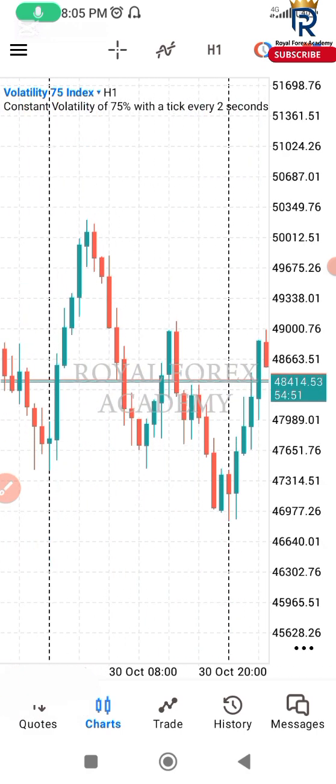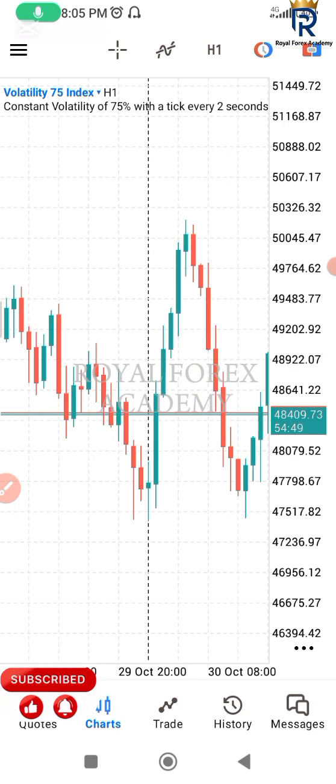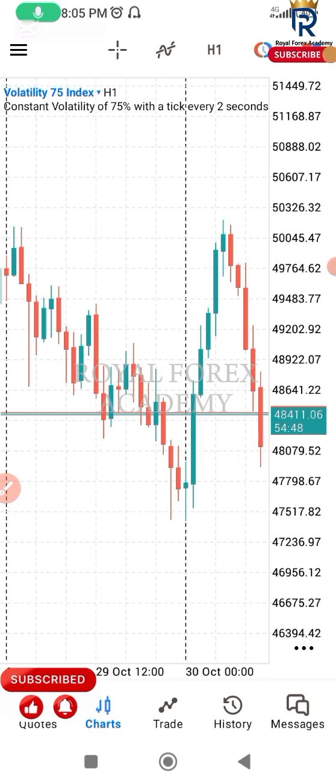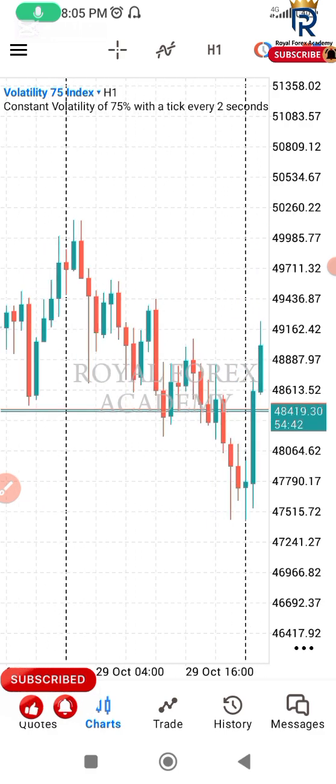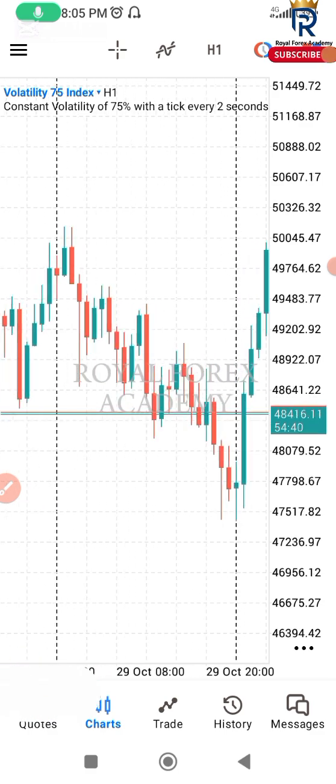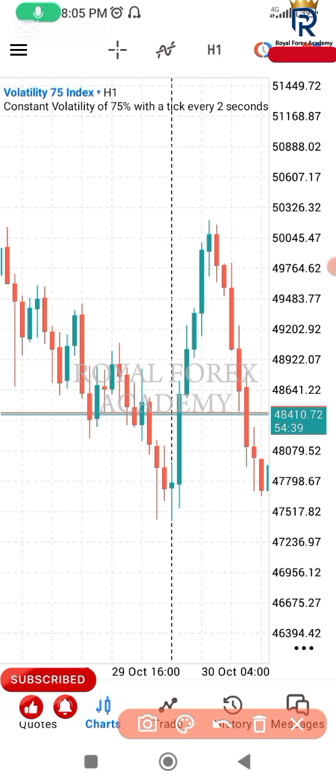Remember, this is not being traded in isolation. It must be in the direction of the trend, and if price comes back to it, you must wait to get a confirmation. Look at this particular one, for instance.